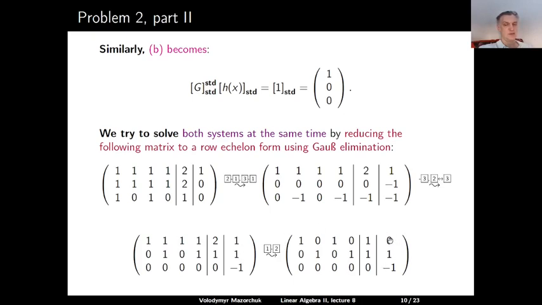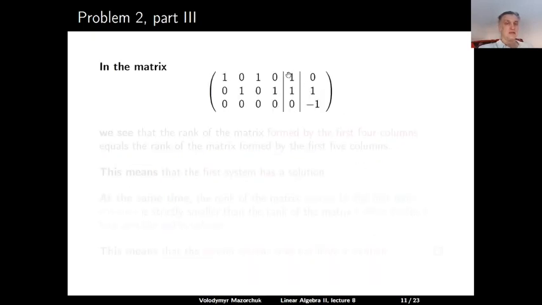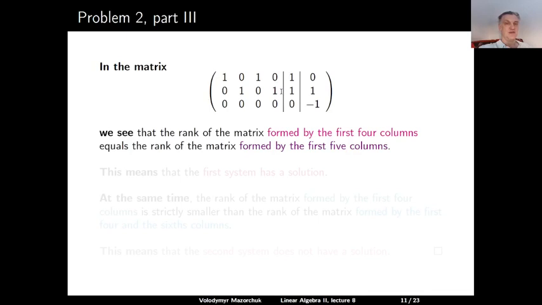So this is the matrix which we obtained. This is now our row echelon form. And if we look at the first system of linear equations, so this corresponds to the first 5 columns in this matrix, then we see that the rank of the matrix which is formed by the first 2 columns is 2, because we have 2 non-zero rows. And this is equal to the rank of the matrix formed by the first 5 columns. So if we add the right-hand side, we have the same rank, also 2 non-zero rows. This means that the first system of linear equations has a solution.